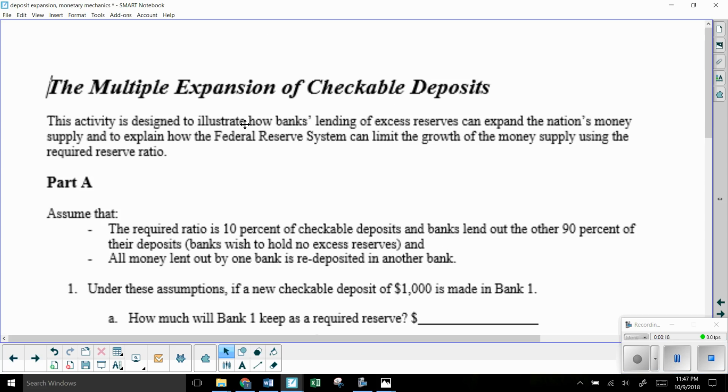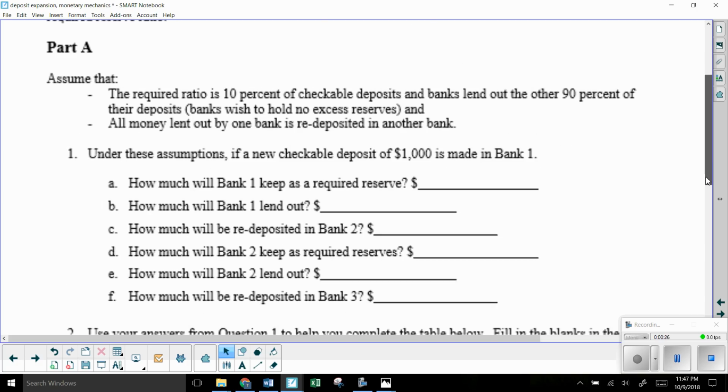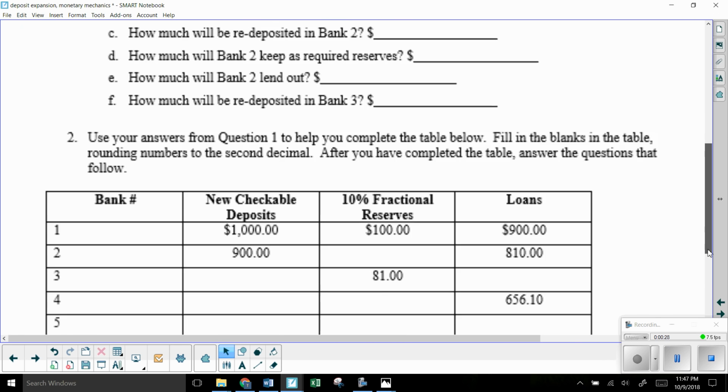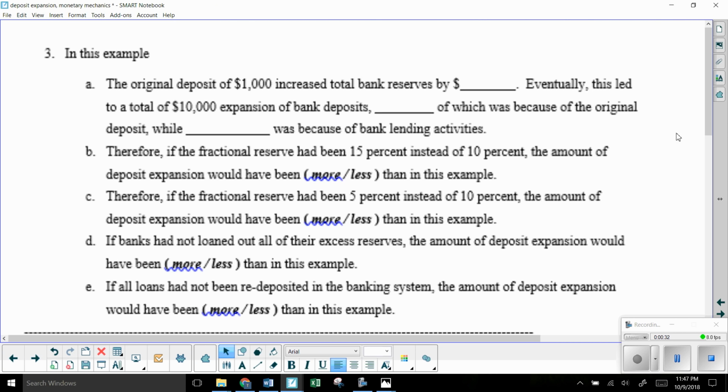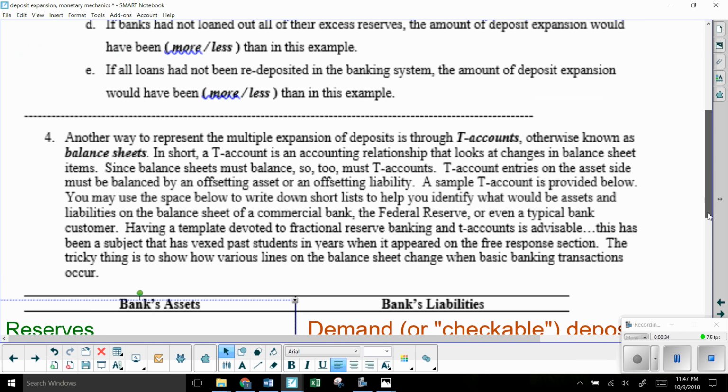So the first place I want to start is on a handout that's titled The Multiple Expansion of Checkable Deposits. And I think you worked on this one a little bit a few days ago in class. I want to zoom in and just make sure that we're solid on a couple of things that would have been discussed in class but are kind of challenging to figure out on your own.